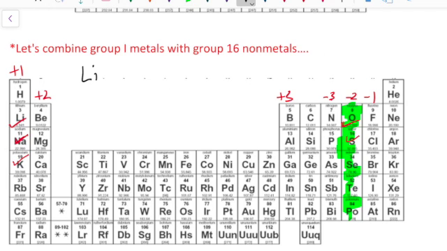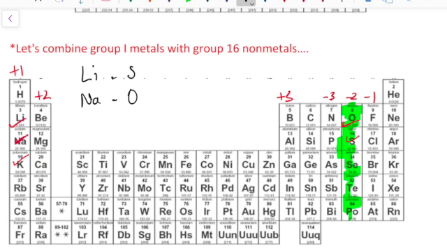All right, how about you do these 2 on your own? Lithium and sulfur, sodium and oxygen. Okay, your completed answer should have been Li2S and Na2O. This one here is called lithium sulfide, and this one here is called sodium oxide.